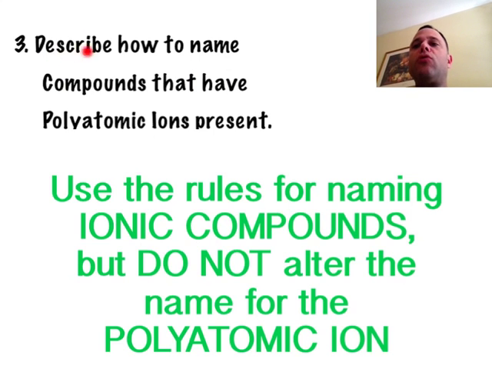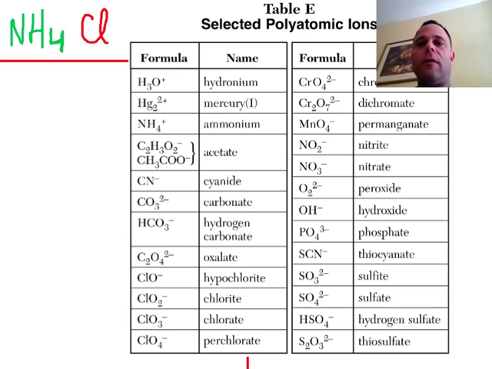So to the last goal, describe how to name compounds that have polyatomic ions. For this, we have to use the rules for naming ionic compounds, but do not alter the name if a polyatomic ion is present. Here are a few examples. So now I'm running out of time. We only have 15 minutes for each of these videos.